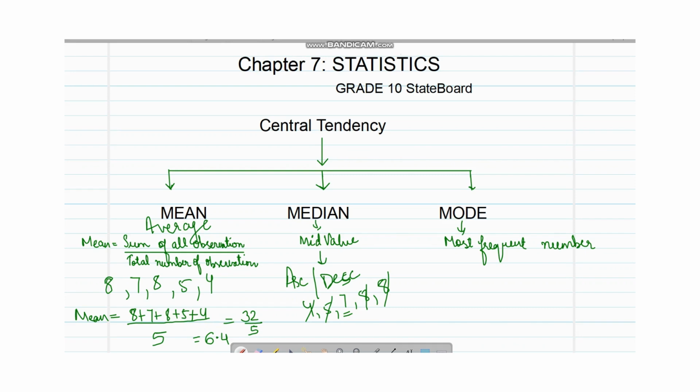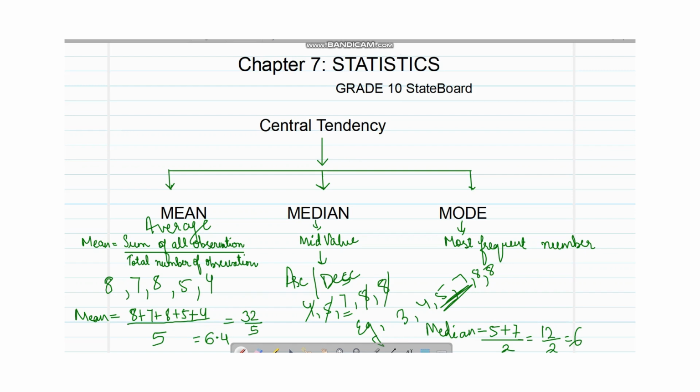But if the number of terms is even, then there will be two mid values. For that, median will be the sum of the two terms divided by 2. For example, if the terms are 3, 4, 5, 7, 8, 8. So, how many mid values? Two mid values will be there. So, median will be 5 plus 7 divided by 2. Answer will be 12 by 2, that is 6.